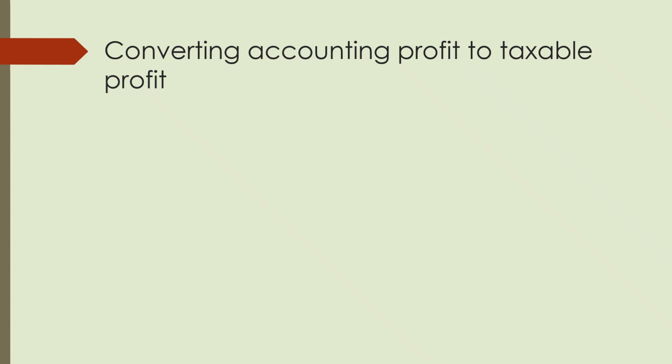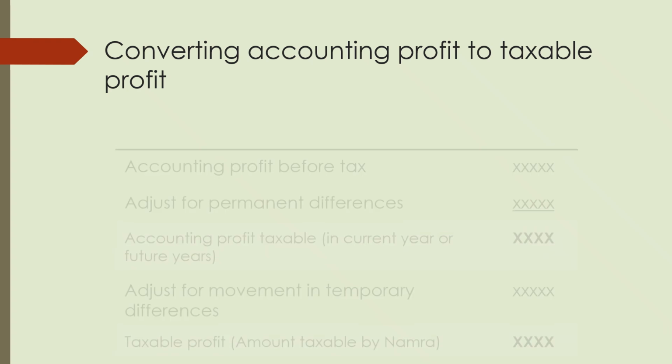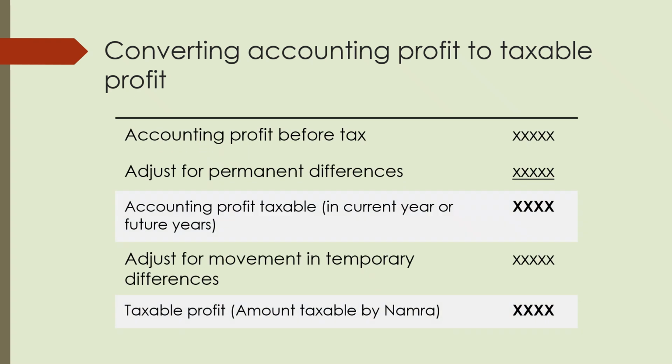How do we convert accounting profit to taxable profit? We start with the accounting profit before tax, which was determined in terms of the International Financial Reporting Standards. Then we adjust for permanent differences.